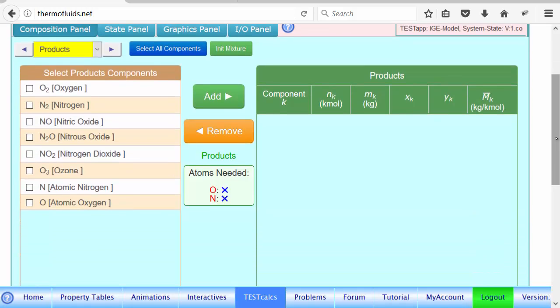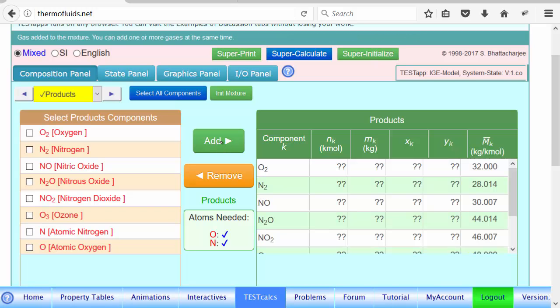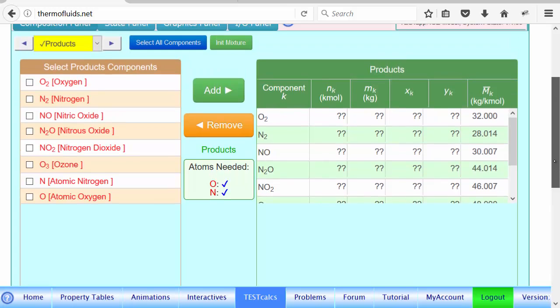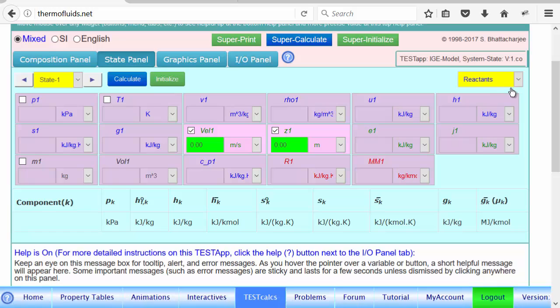But this time we go to the products. Because we are allowing oxygen and nitrogen to react, notice that the TESTcalc already picks up the possible candidates. So you can pick and choose. Suppose you want to know what is the biggest constituent, nitric oxide or nitrogen dioxide, or what is produced when oxygen and nitrogen are heated to a very high temperature. Okay, let's select all these components. You could do it manually. We don't know their amounts. We just add them, so we don't know the amounts. That's what we want to find by evaluating the state. If we go to the state panel, first we choose the reactants.